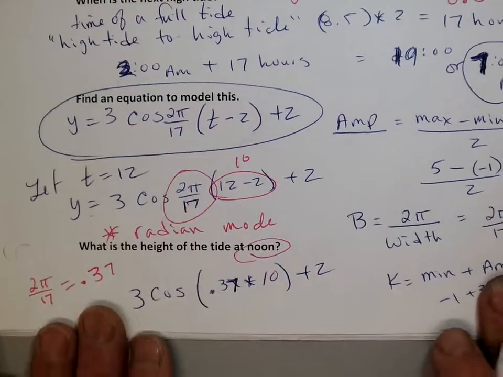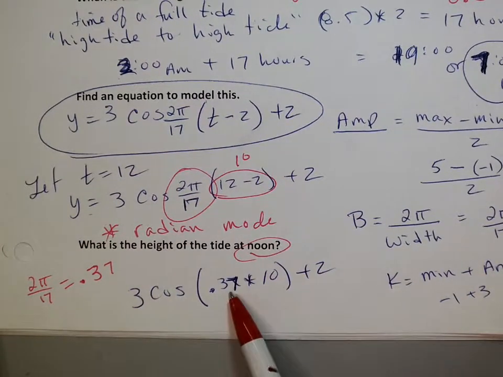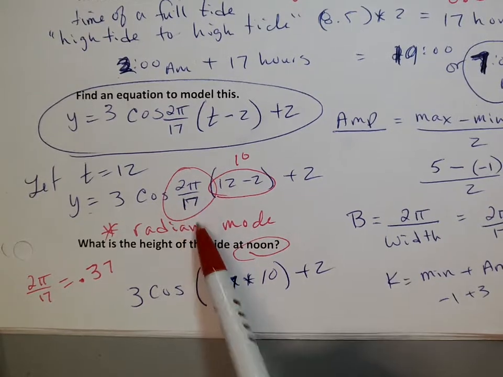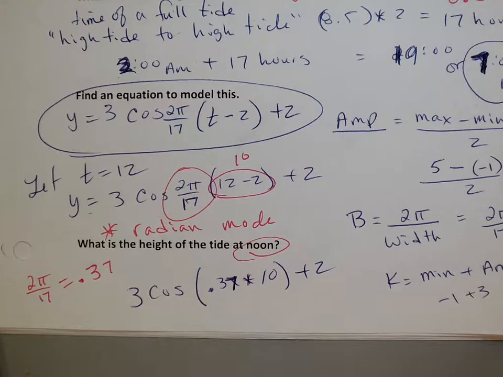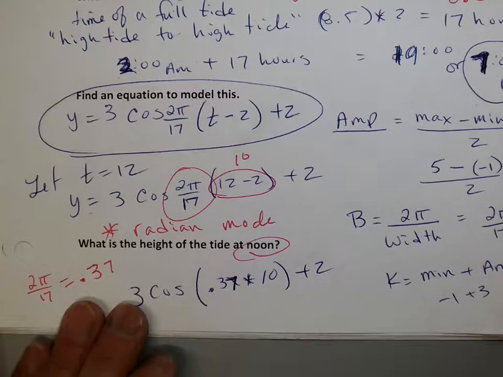And before I hit enter, I'll go back through what I did. 0.37 is 2 pi over 17. 12 minus 2 is 10. Just going to make it easier to put in the calculator. You guys agree with that? So less steps. I'm going to go ahead and just put that in my calculator.